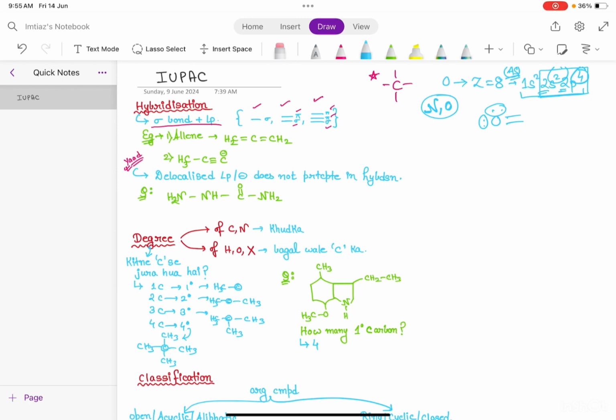Similarly, nitrogen has 5 valence electrons, and it generally forms 3 bonds. It can be a triple bond, it can be 3 single bonds, it can be a double bond and a single bond. So any combination, but it generally forms 3 bonds. So the remaining one is 1 lone pair. I hope the concept of lone pair is also clear.